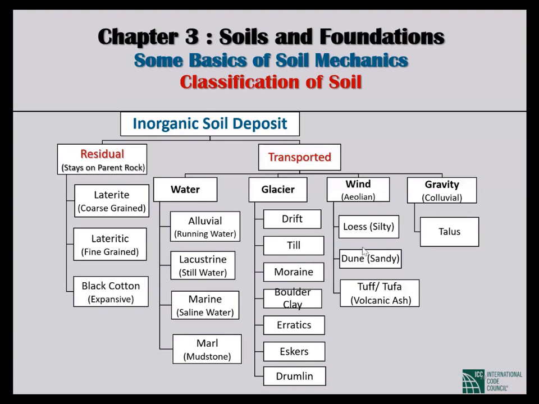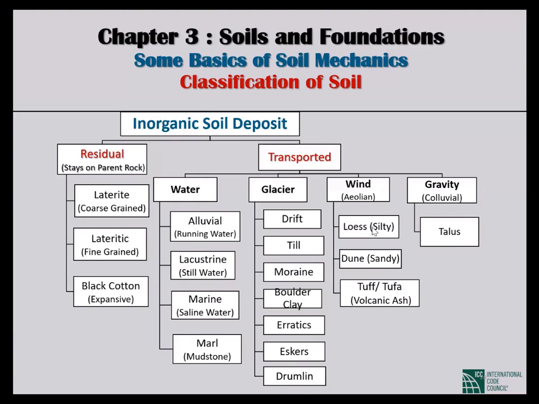So this type of soil, wind cannot carry the larger particles. So loess, the property is such, whenever it is dry, it is very, very strong. But whenever it gets saturated, it will just flow, and we call it mud flow. So this is another problematic soil. We call it collapsible soil.